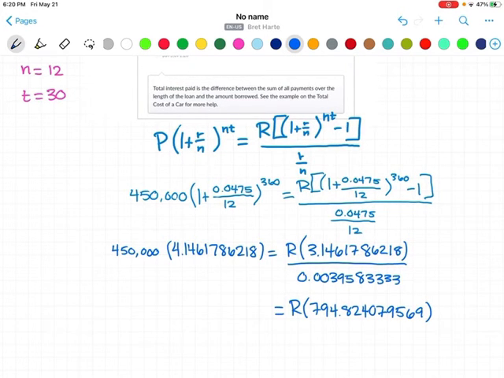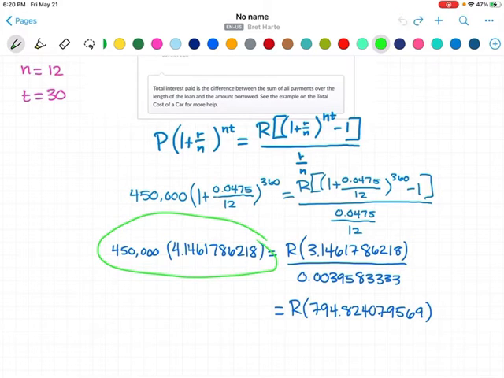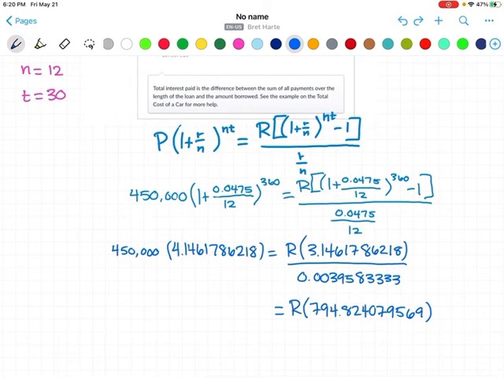Let's work our way back to the other side of the equation now. We're working on this multiplication problem: 450,000 times 4.1461786218, and we get a huge number. It looks like it's 1,865,780.3791.